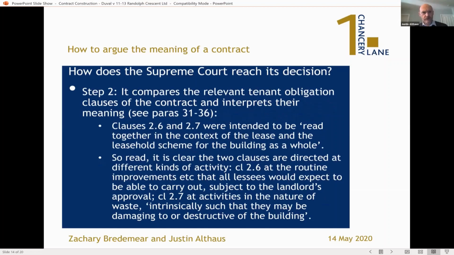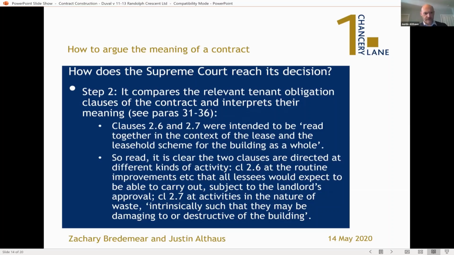went through. The second one was it then turned to the covenants themselves. It compared first the relevant tenant obligation clauses and interpreted their meaning. And it said that these two clauses, 2.6 and 2.7, were intended to be read together in the context of the lease and the leasehold scheme for the building as a whole. So an important point there, of course, one doesn't just look at individual clauses in isolation, one looks at them side by side and together.